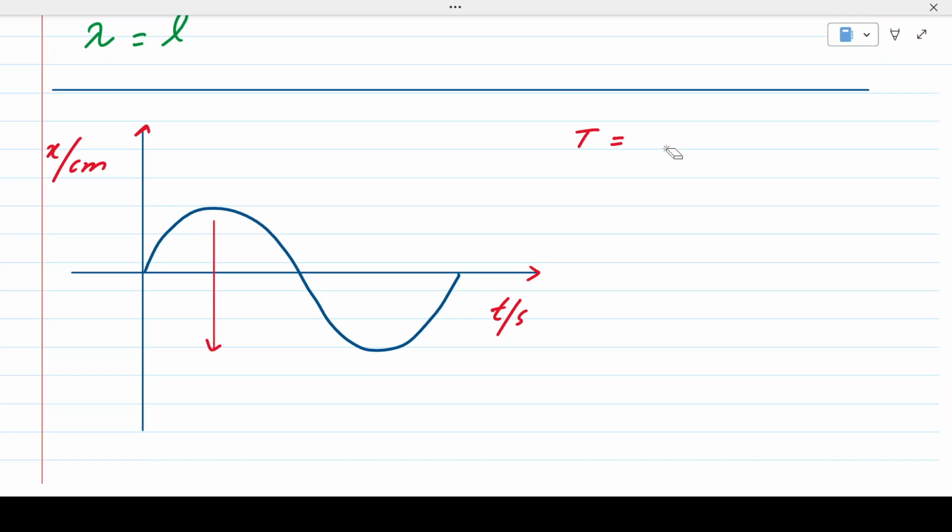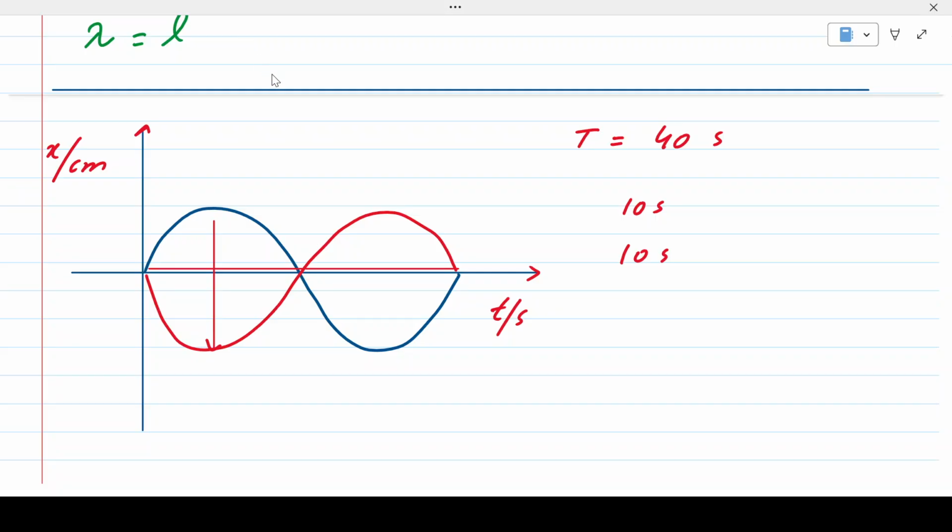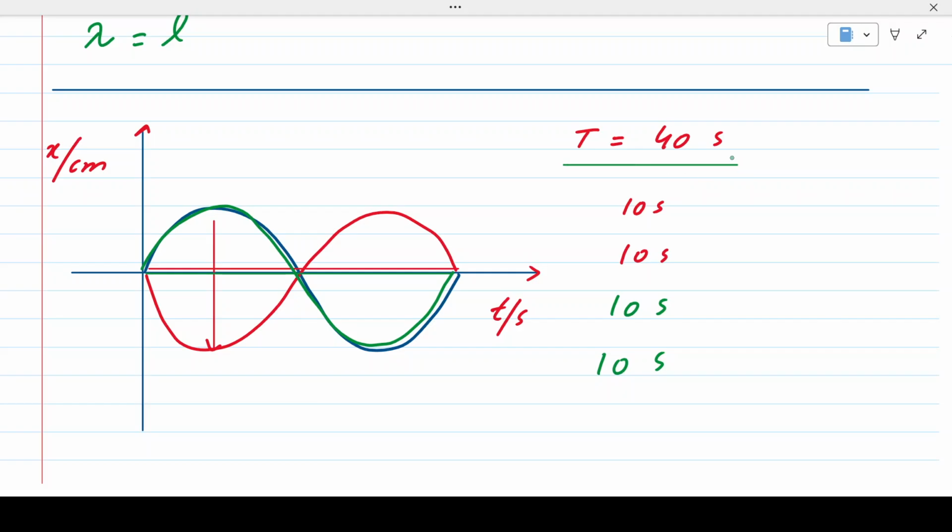So let's say that the time period is 40 seconds. In 40 seconds, it first reaches the middle in 10 seconds, then it goes to the bottom in the next 10 seconds, so total 20 seconds, and then in the next 10 seconds it reaches the middle again, so total 30 seconds, and then in the next 10 seconds it reaches back to the starting position. So overall in 40 seconds it gets back to the same position.